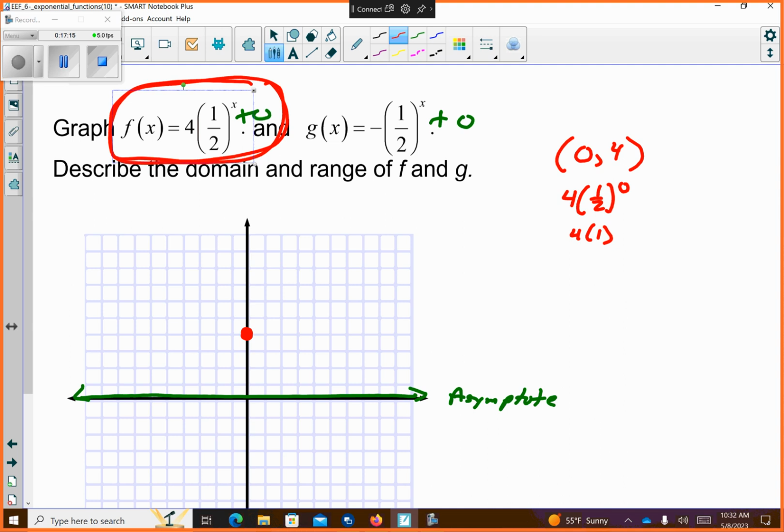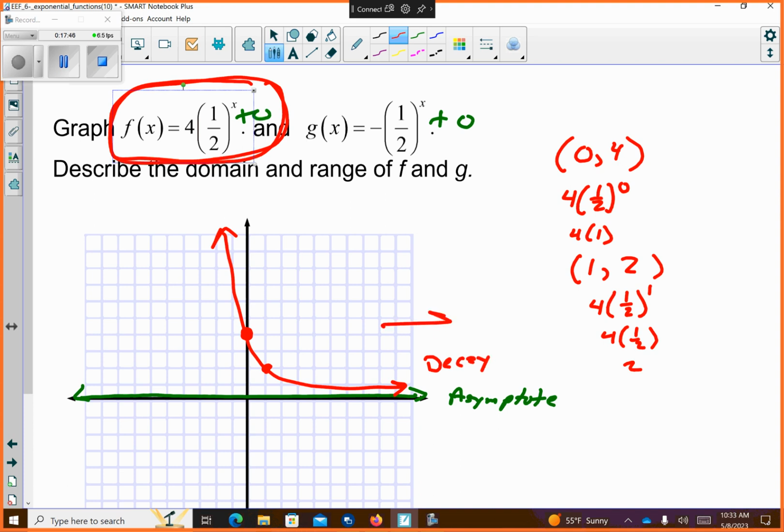Okay. I bet you I can plug 1 in as well. So 4 times 1/2 raised to the first. What's 1/2 to the first? 1/2. What's half of 4? 2. So I get 1 comma 2. So this one kind of looks like this. Friends, is this growth or decay? Decay. The reason it's decay, as I go to the right, it approaches the asymptote.